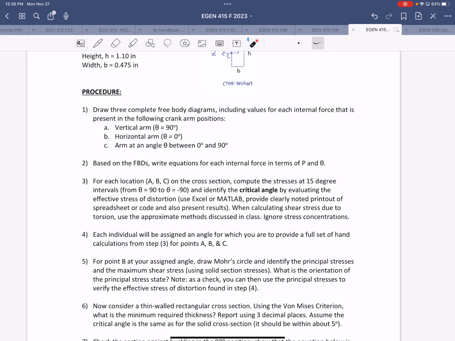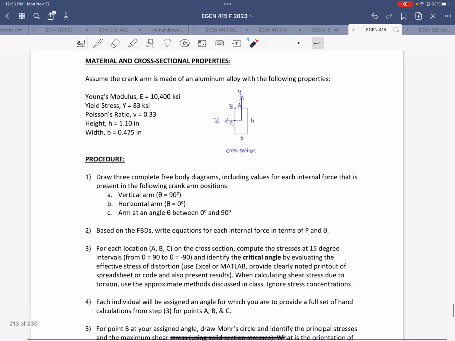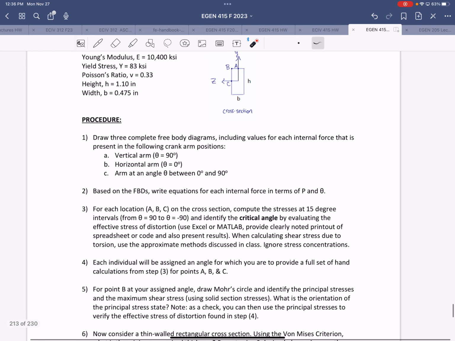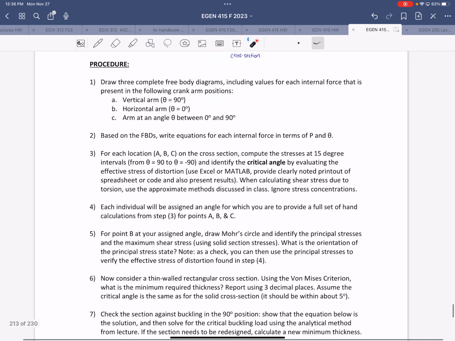So for each location then, on the cross-section, those 3 points, I want you to calculate the stresses at 15-degree intervals of the crank arm position and identify the critical angle by evaluating the effective stress of distortion. For this portion, you're welcome to use Excel or MATLAB. Just make sure that you provide clearly documented work.